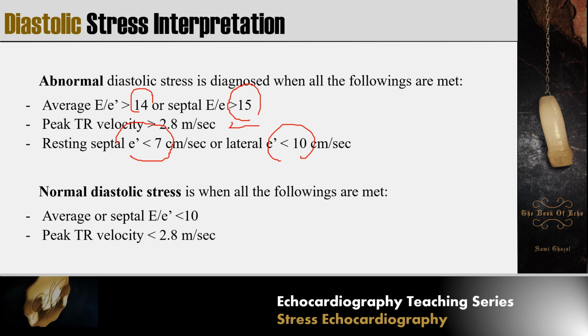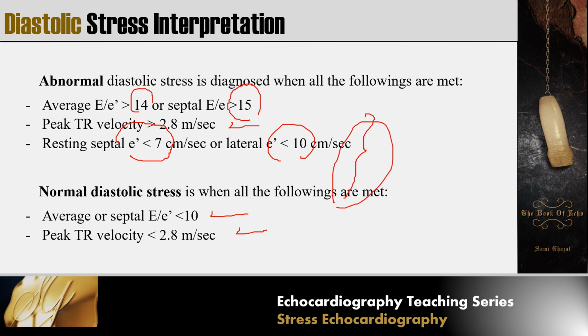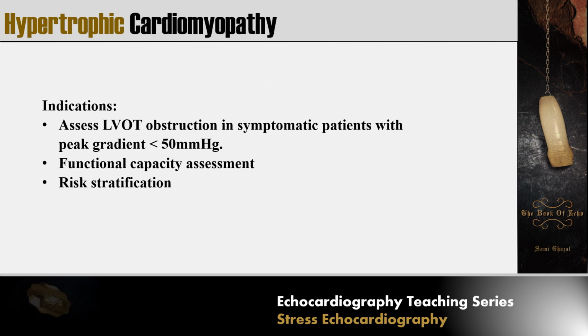Now, normal is when all of the following are met. The average E over E prime is less than 10, and peak TR wave is less than 2.8. And of course, you can have a gray zone somewhere in between that is maybe not.